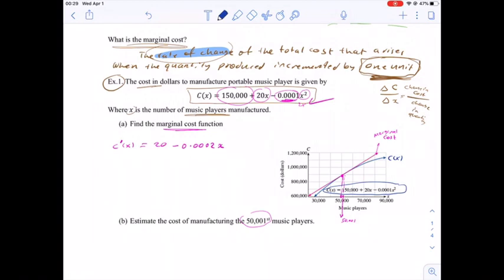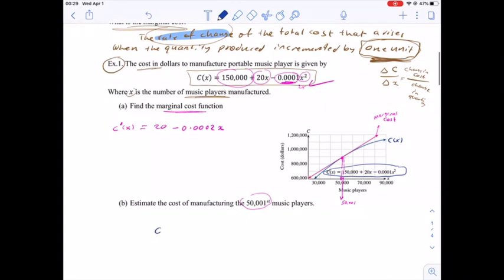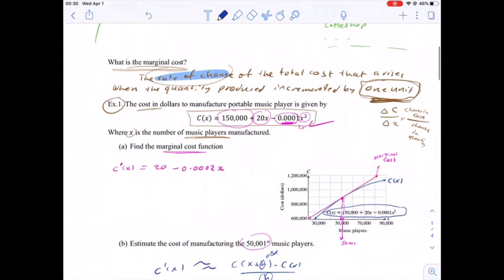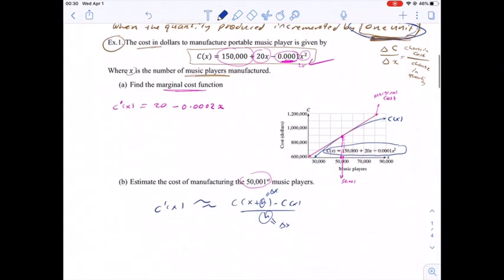So we want to find the derivative at this point. Here the derivative can be approximated by c of x plus h minus c of x over h, where h is the same as delta x, the change in x. But the change in x is just 1 unit, as we described here. That means this is c of x plus 1 minus c of x over 1.